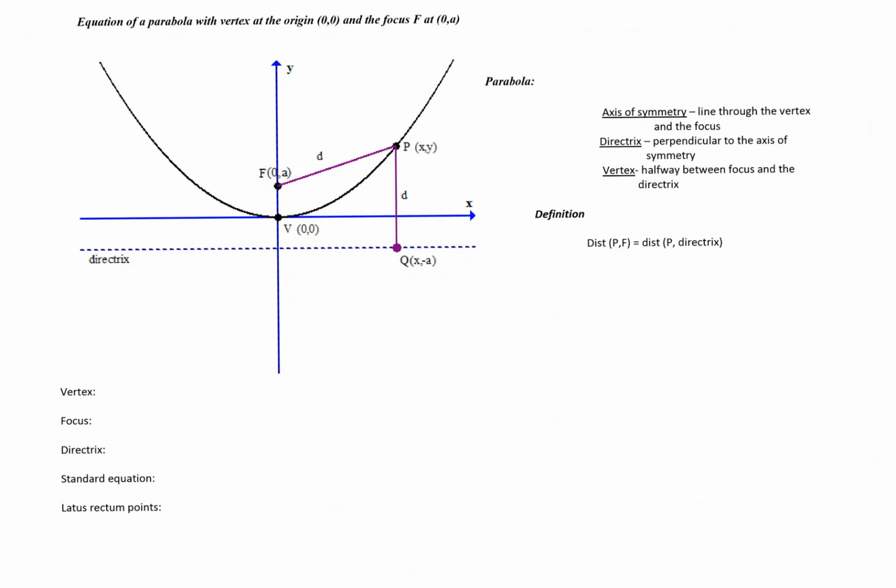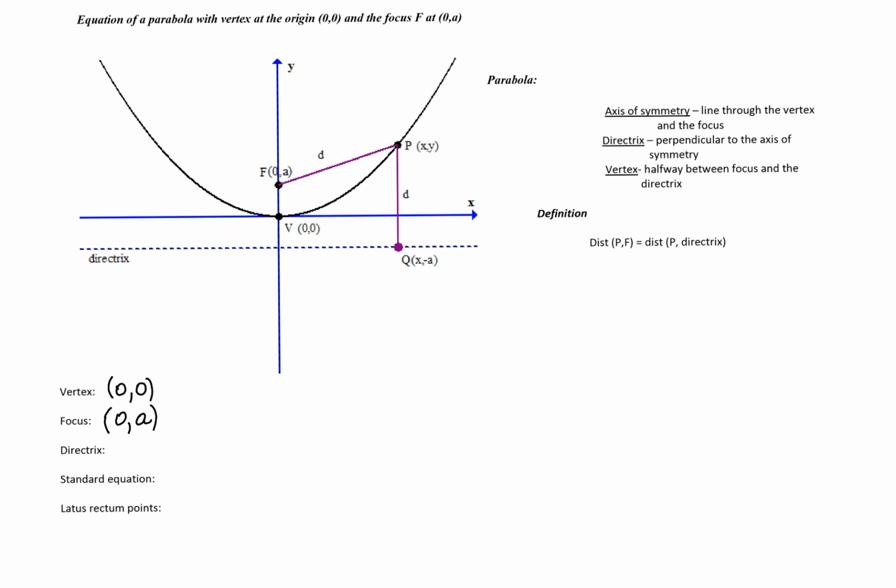Suppose we position a parabola in the coordinate plane in such a way that the vertex is at the origin and the focus is on the y-axis. Suppose it is at the point (0, a) on the y-axis. Since the focus and the vertex are on the y-axis, then the axis of symmetry is the y-axis. And since the directrix is perpendicular to the axis of symmetry, the directrix is a horizontal line.